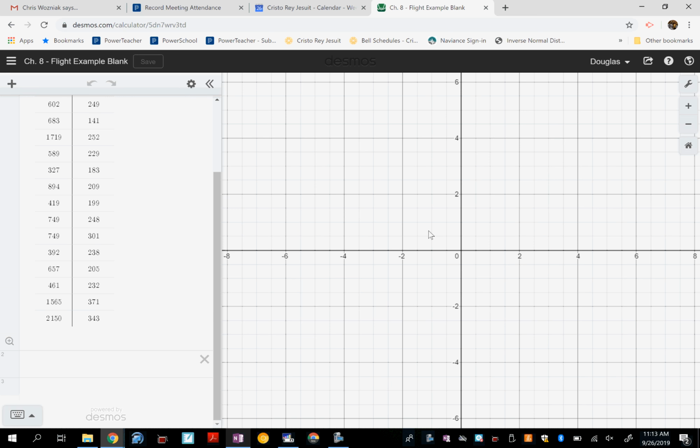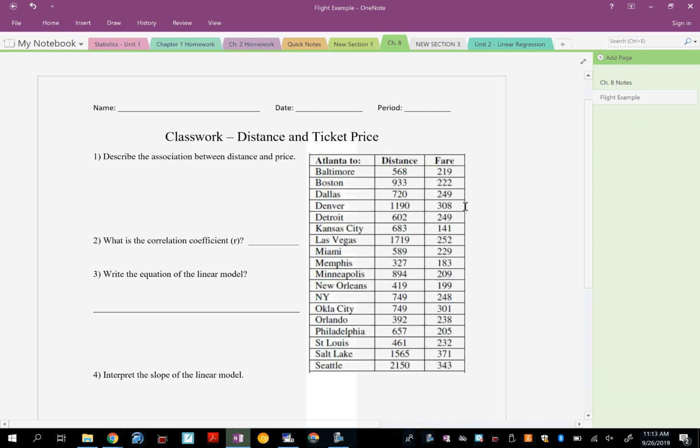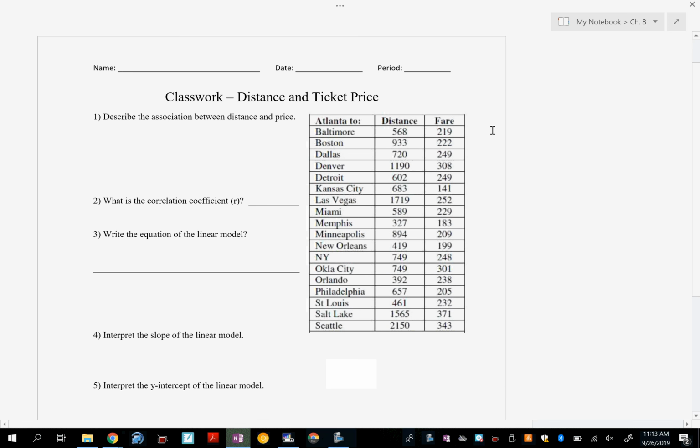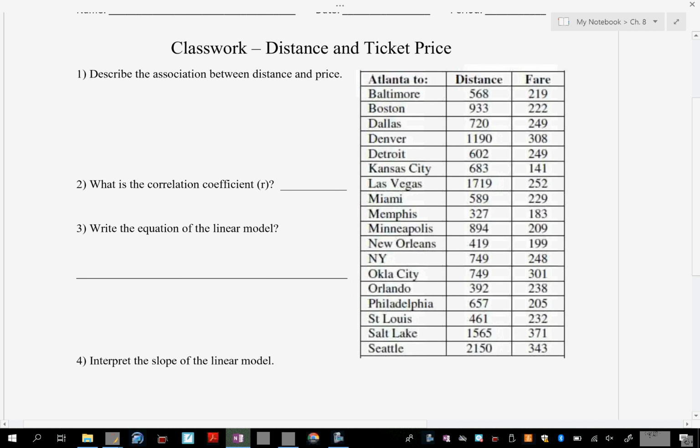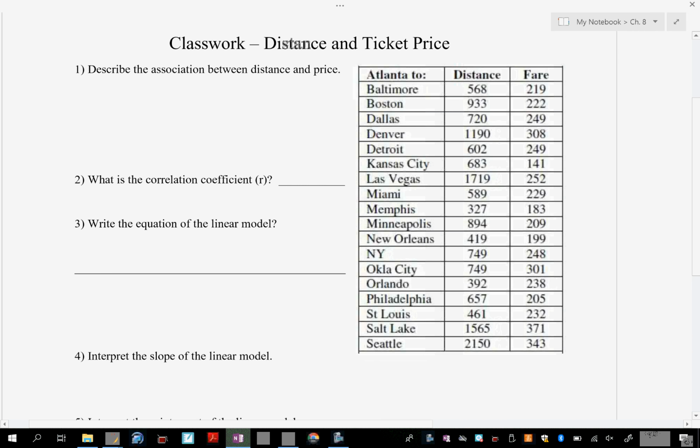Okay, so we're here with Honors Statistics Period 2 again, and we're going over the example about the distance and the price of flights in America. If you are in class right now, listening, watching, you should have your pen or pencil out, making sure you're ready to write down.